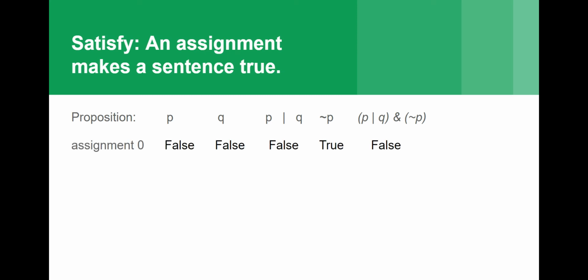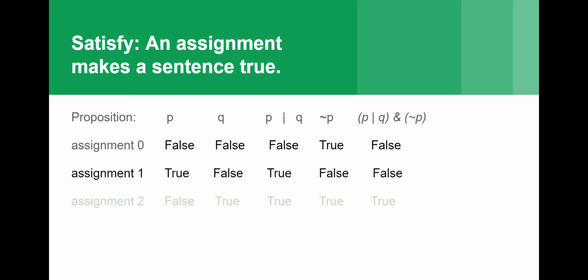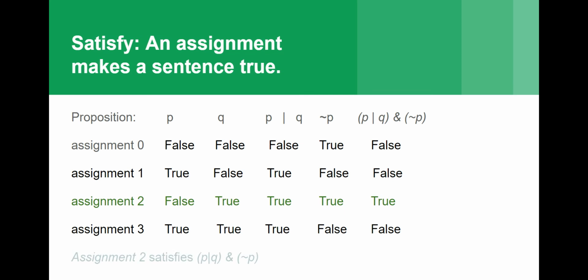Now then, an assignment that makes a sentence true is defined as something that satisfies a logical sentence. So here we have a set of propositions and a truth assignment that causes the rightmost proposition to be false. And then assignment 1 is false. But assignment 2 causes the logical sentence to be true. And that means assignment 2 satisfies the logical sentence P or Q and not P.